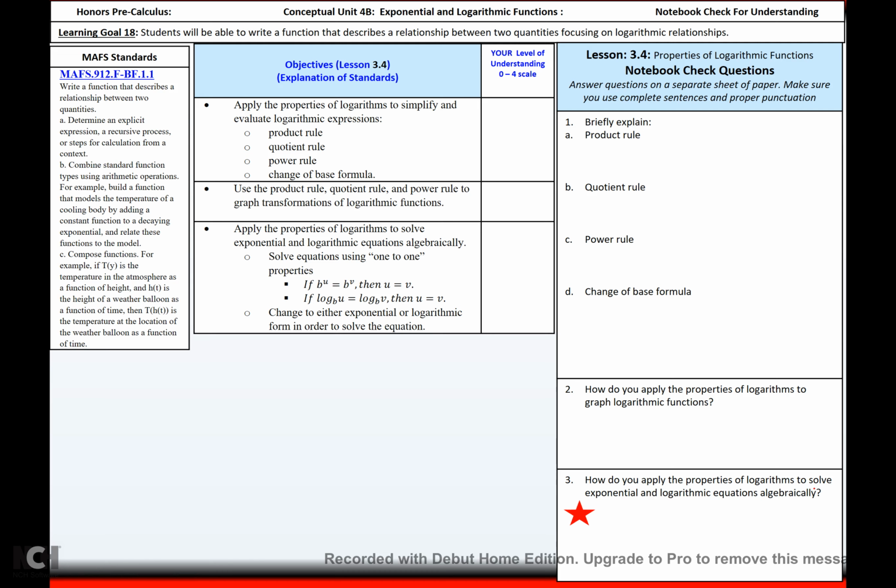So, how do you apply the properties of logarithms to solve exponential and logarithmic equations algebraically? Well, you plug in your values and solve. Sometimes you have to roll the log, and at this point either the calculator works because the variable isn't a variable anymore in the exponent, or you'd have to try and make the bases match, or you'd have to roll the log and get x alone that way.